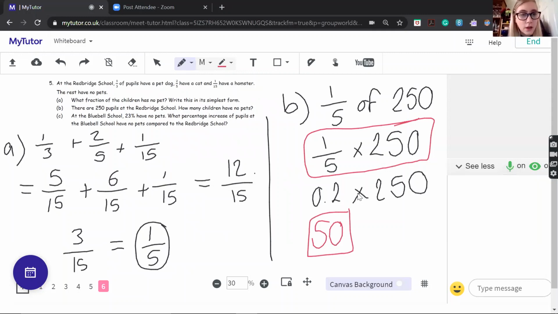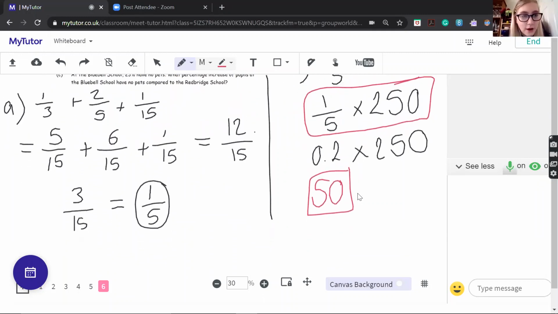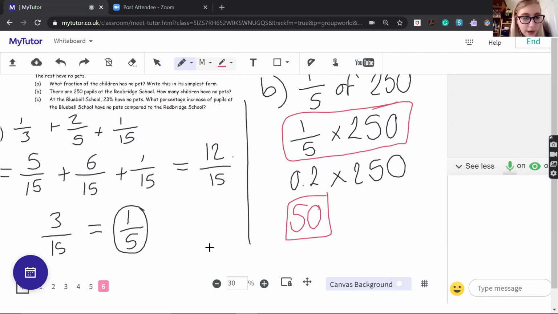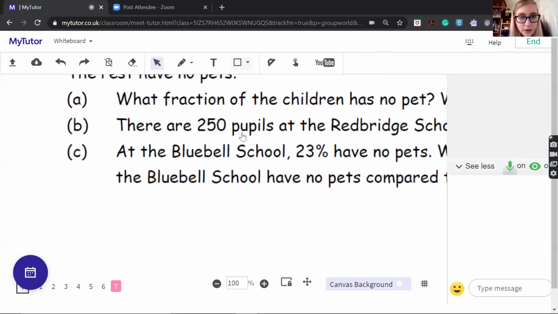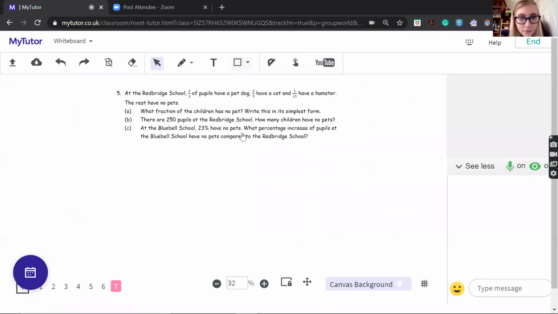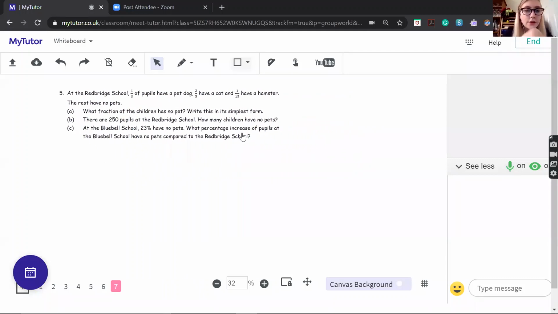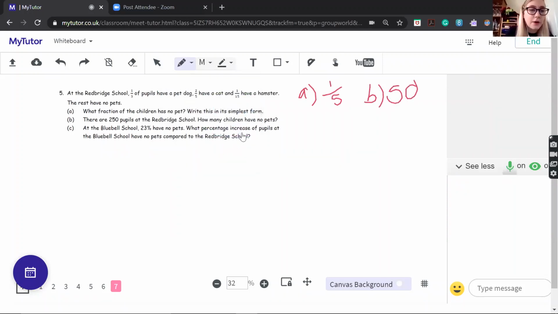Okay, cool. So part C, this is the hardest part of this. I might have to do it on a new page because I'm running out of room there. I'll just note the answers here so that we can refer back to them. A was 1/5, B is 50. So now let's have a look at part C.